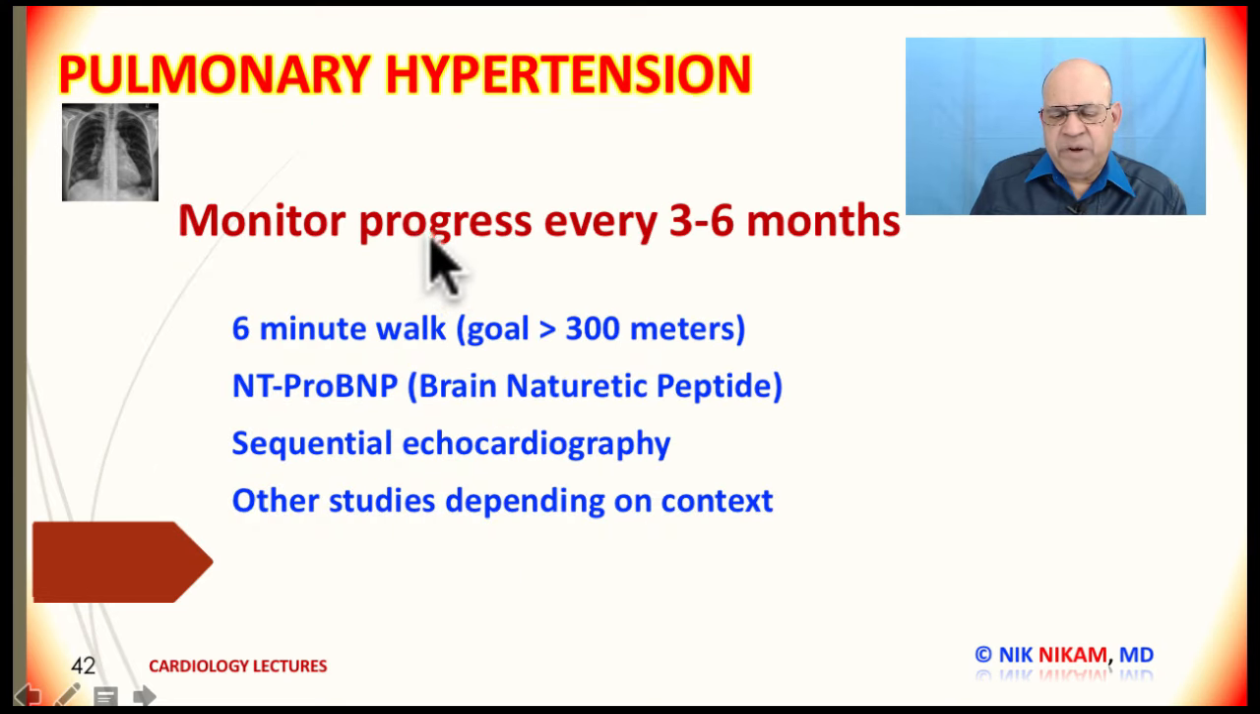Pulmonary arterial hypertension is a progressive disease. As I said in the beginning, 50% of the patients are dead by a mean 2.8 years. These patients need to be monitored very closely with a 6-minute walk goal of greater than 300 meters. They should also be followed by BNP measurements for evidence of right heart failure, sequential echocardiography to see the size and function of the right heart, and other studies depending on the context.